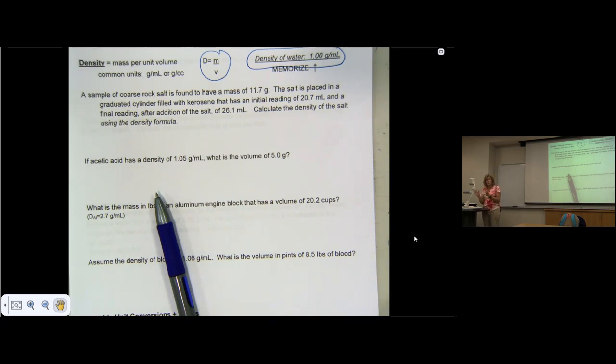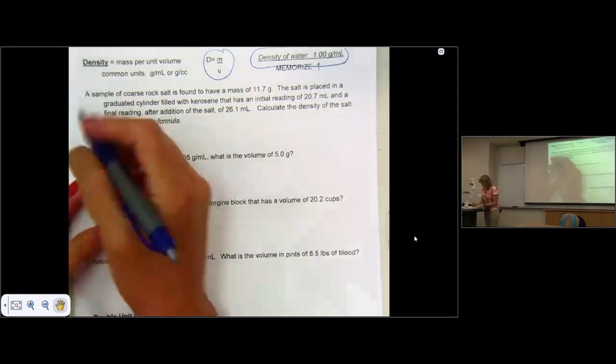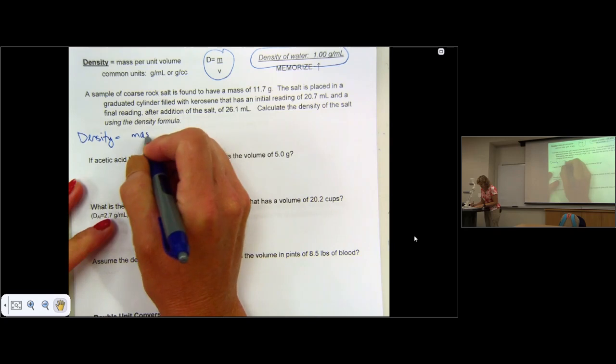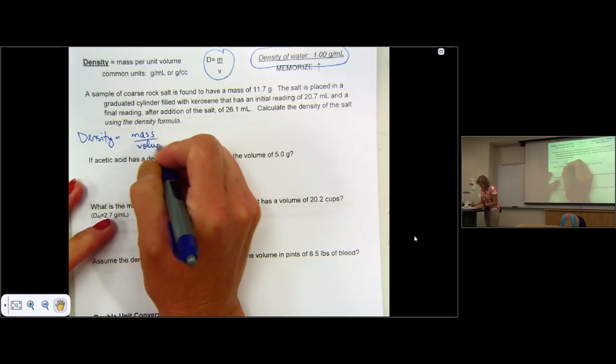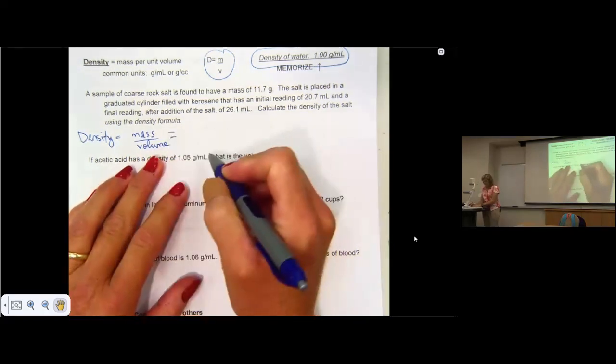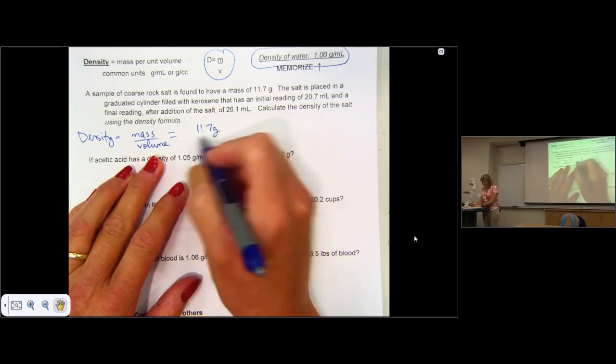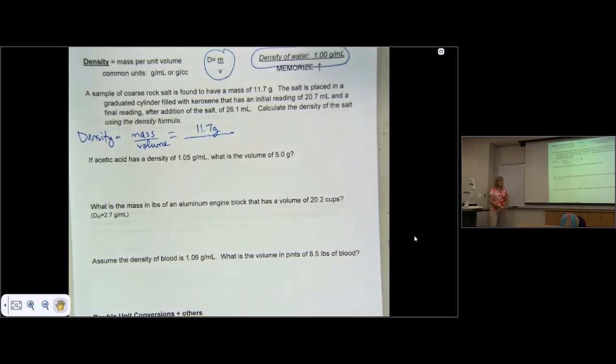There is a special thing here that I'm having you do, though, and it has a special name for finding the volume. So the first thing I'm going to do is write down density equals mass divided by volume. What's the mass? 11.7 grams. Now, keep reading and see if you can figure out how to get the volume.